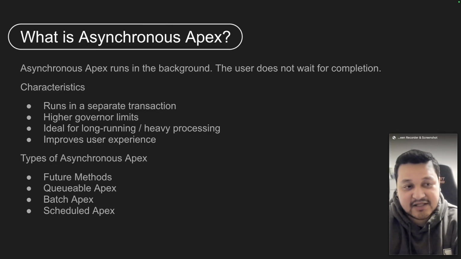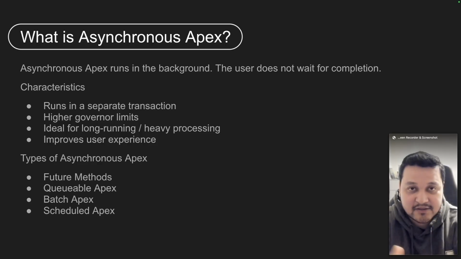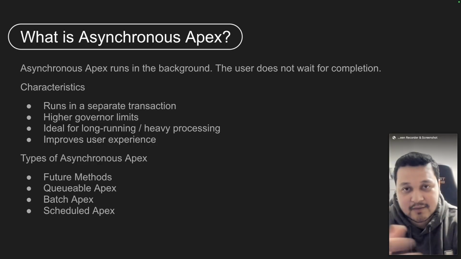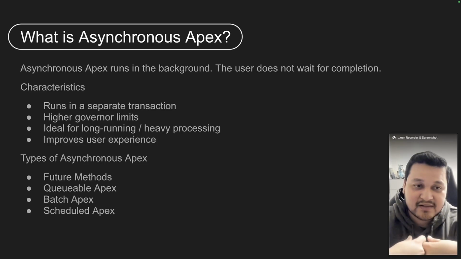Now, what is asynchronous? As the name suggests, it runs in the background and the user does not wait for it to complete. So the user can still do their day-to-day job while this is running in the background. Examples of this are future method, queueable method, batch Apex, and scheduled Apex. What these help with is that they have higher governor limits. They run in a separate transaction, and it is basically for bulk processing.